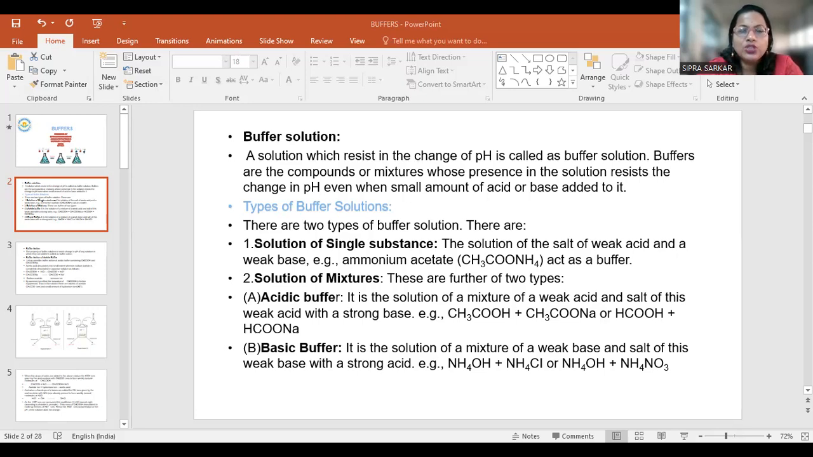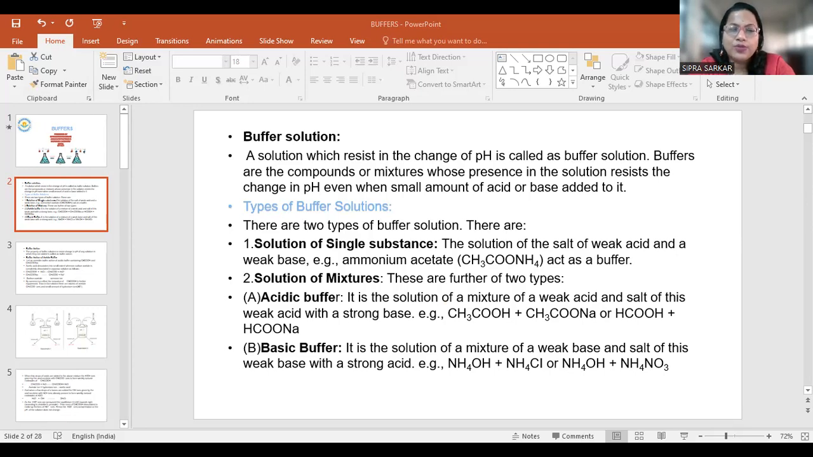Suppose we want to check the solubility or make an assay, we have to add acid or base, but the compound has a particular pH. If the pH is changed with the addition of the acid or base, then it will be tough to determine the compound's purity. So that's why a substance has to be added which has minimum effect on the change of pH.